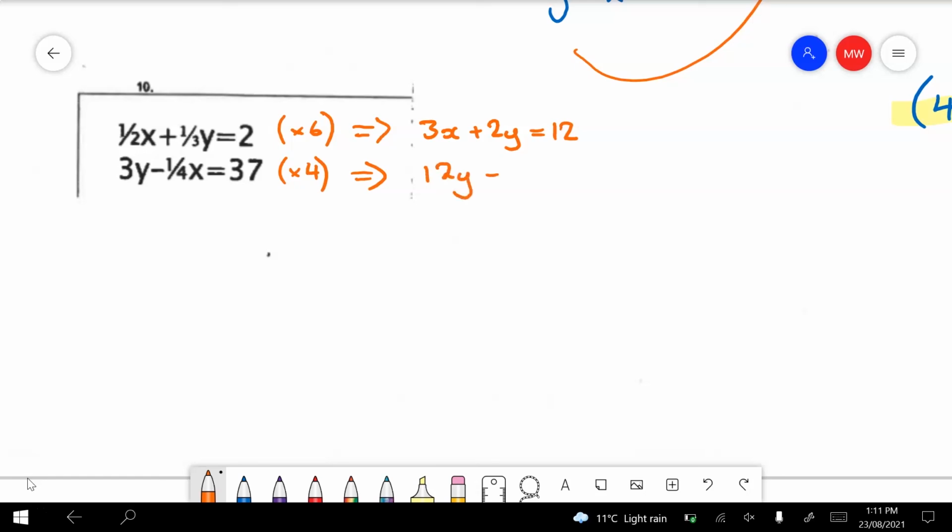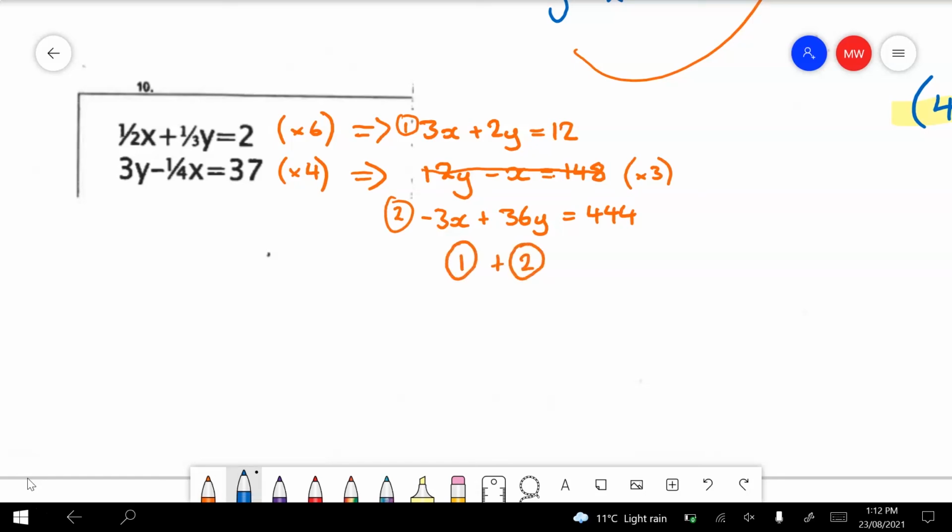12y minus x equals 148. Now you might notice that those two equations still don't match, so we might triple this one so the x's match, and that will make this one read, and I'll just rearrange it a little bit as I go, minus 3x's. This is just so the x's are under the x's, plus 36y equals 444. So this one's redundant. Let's call this one 1 and let's call this one 2. I've got a plus 3x and a minus 3x, so let's add these equations. So I've got 1 plus 2 here, and let's see what we get.